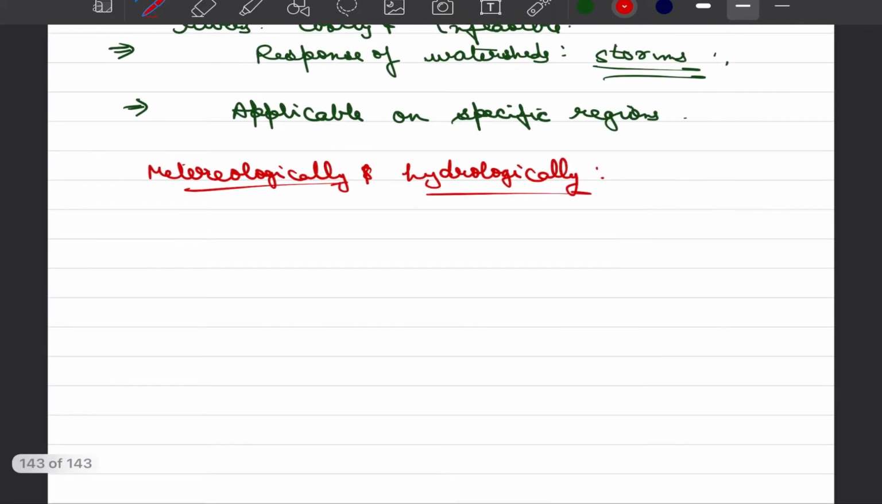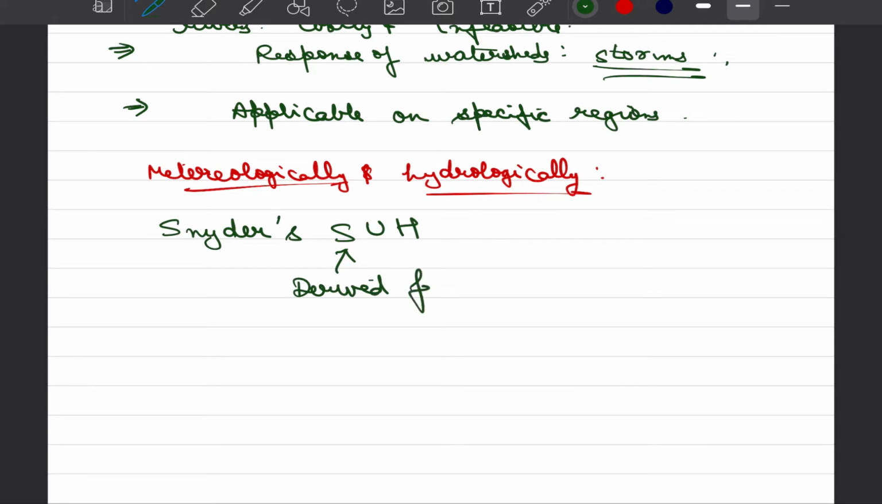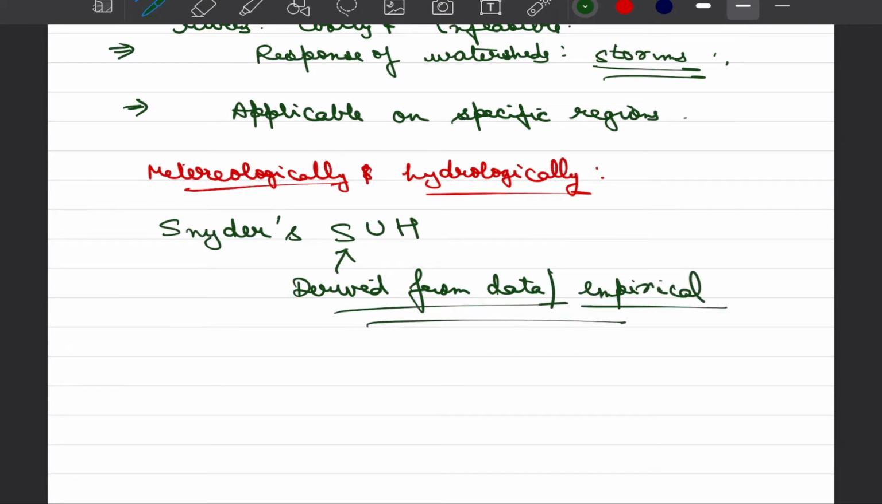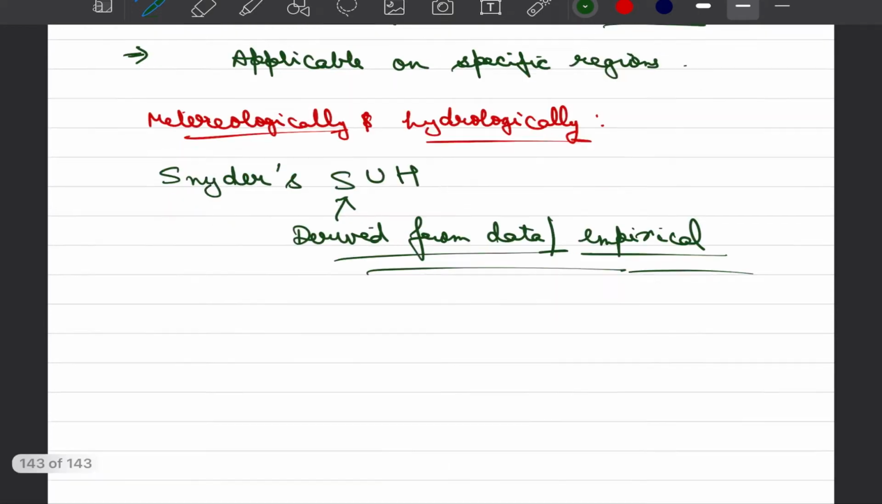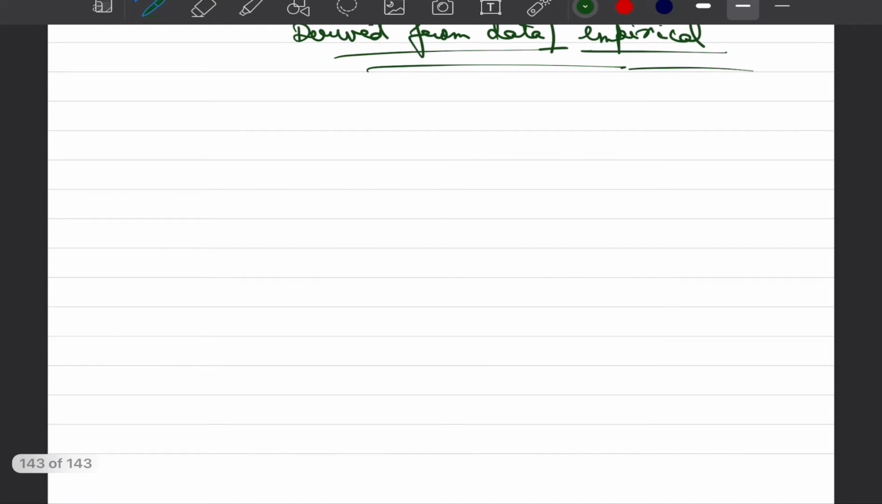The scientist who popularized this concept of synthetic unit hydrograph was Snyder. So that's why they are popularly known as Snyder's synthetic unit hydrograph. The word synthetic means that it is derived from data or from empirical calculations. And from a competitive exams perspective, some questions may be asked, but again, as I said, we will try to grasp the key concepts involved in Snyder's synthetic unit hydrograph.